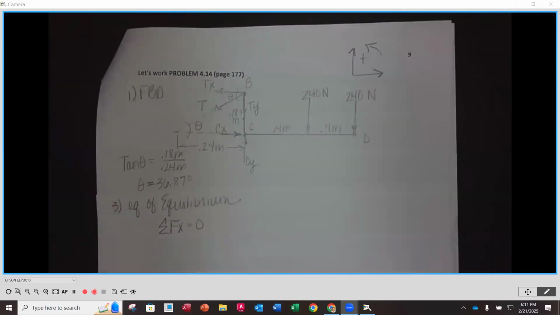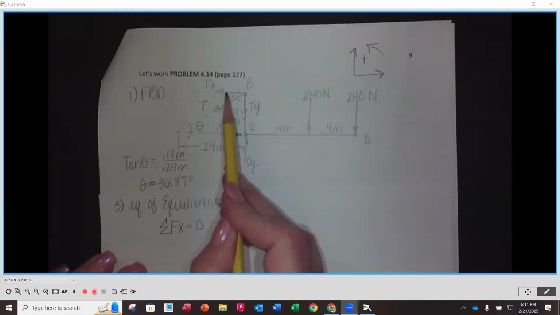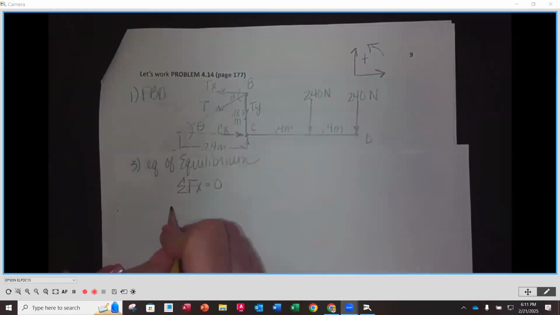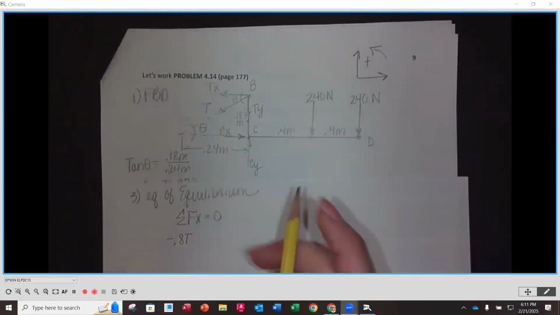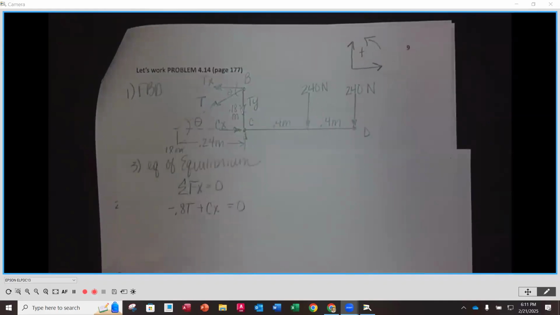So I'm going to look, what do I have going on in the X direction? So I've got a negative TX, and I know that negative TX is 0.8 T. So I'm going to put it right away in terms of its hypotenuse. So negative 0.8 T. That's that one. And then I have a CX, plus CX because it's pointing to the right. Those are the only two forces in the X direction. So I'm going to just take that negative, put it on the other side. CX is equal to 0.8T.